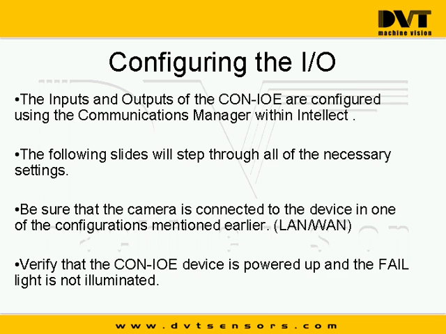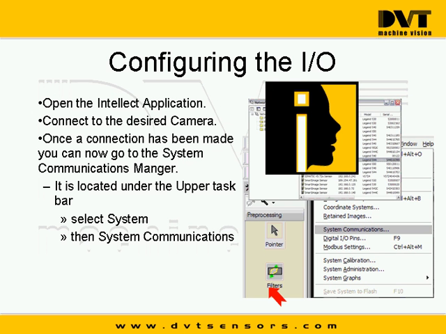Now, how do we get this accomplished? Well, the first thing we need to do is actually load up Intellect. And once we load up Intellect, the next step is to actually connect to the camera that's going to be communicating with your Con IOE. Now, the first thing you do once you connect to the camera is head over to your System menu and open up System Communications. That's pretty much where I was showing you when I was showing my previous example.